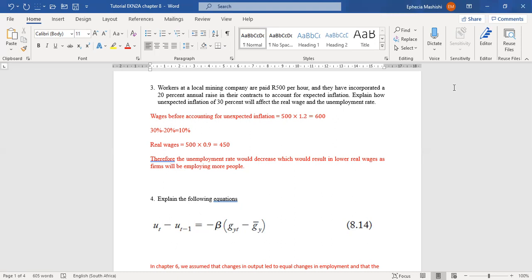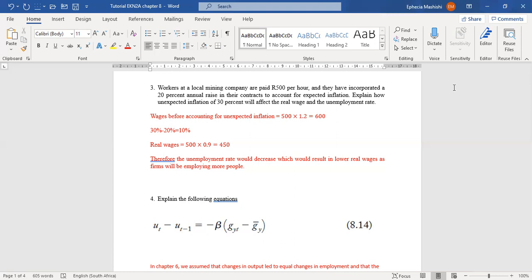Then we're going to deduct the unexpected inflation with the 20% annual rate. So 30% minus 20% is equal to 10%. And our real wages would therefore be equal to 500 multiplied with 90%, 90% being 100% minus the 10% we just calculated, to get real wages of 450. As a result of the unexpected inflation of 30%, the unemployment rate would decrease, which would result in lower real wages as firms will be employing more people.